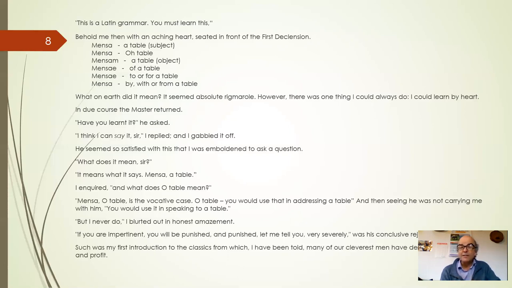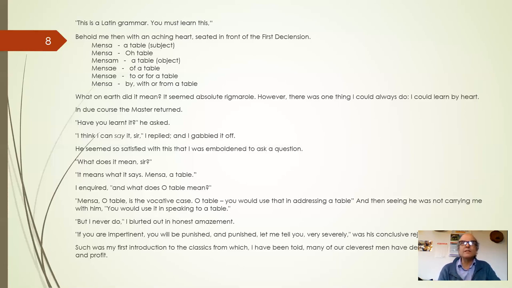So what he did is he learned it. And this is what we do when we learn languages today. We have to learn some things by heart. In due course, the master returned. "Have you learned it?" he asked. "I think I can say it, sir," I replied, and gabbled it off. He seemed so satisfied with this, I was emboldened to ask a question. "What does it mean, sir?"